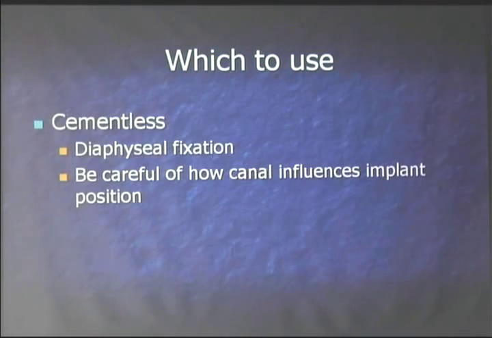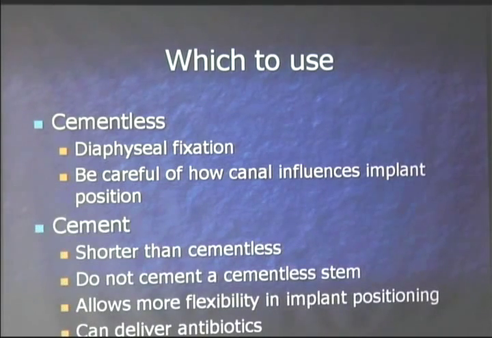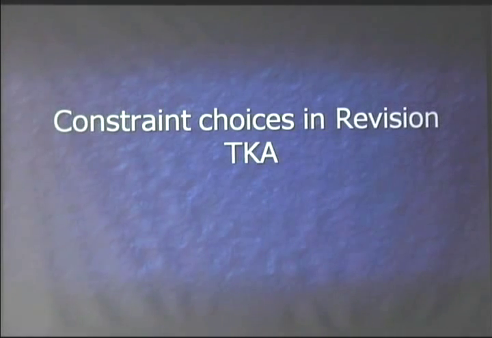So, which to use? If you're going to use cementless stems, once again, you need diaphyseal fixation, and I would be careful of how the stem influences your component position, because it can throw you off if you have bony abnormalities proximal to the prosthesis. With cemented stems, you want to use shorter stems than cementless stems. I would caution you, do not use a cementless stem in a cemented application. I've seen that walk into the office, and that's not a good idea. Cemented stems certainly allow more flexibility in implant positioning, and you can deliver antibiotics with this construct. So, what about constraint?